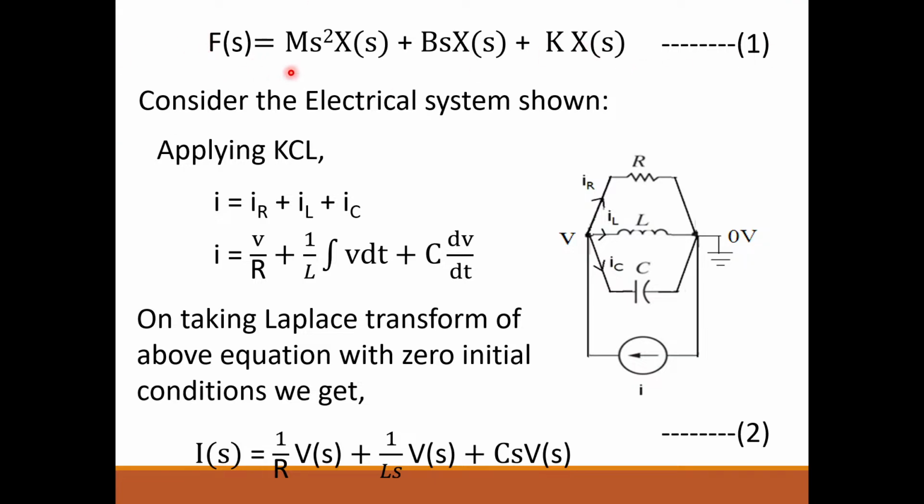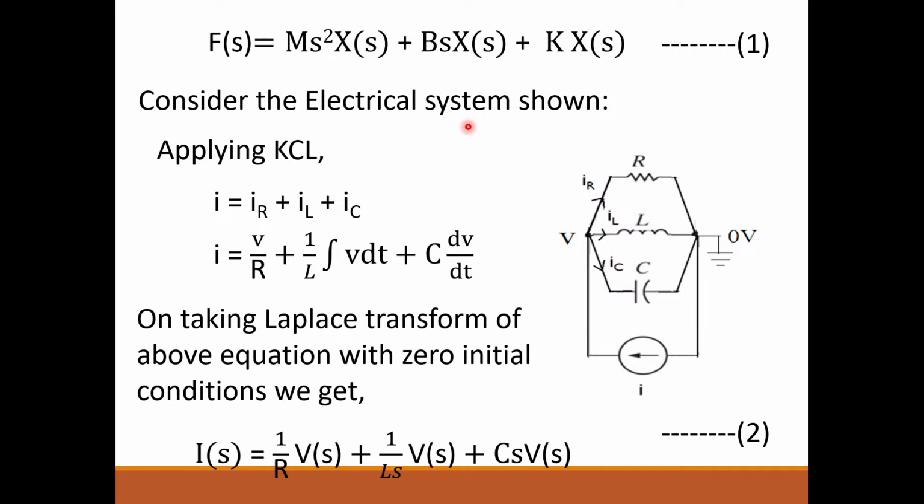So F of s is equal to m s square X of s plus b s X of s plus k X of s. That's what you will get for the above equation, the force balance equation. Now let us consider the electrical system. So this is our force current analogous system.